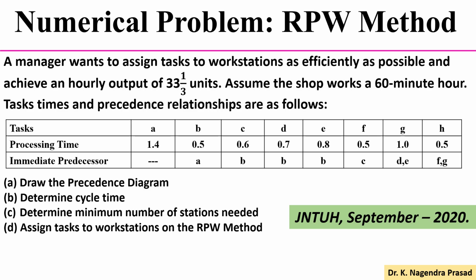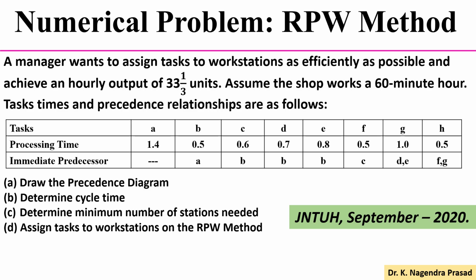In the present video, we will discuss the line balancing problem which was given in September 2020 from JNTU Hyderabad. Let's see the problem. A manager wants to assign the tasks to workstations as efficiently as possible and achieve an hourly output of 33 1/3 units. Assume the shop works a 60-minute hour. Task times and precedence relationships are as follows.